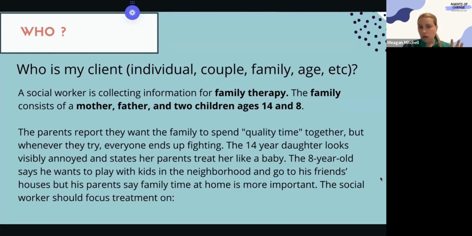So sometimes we're not going to have all the information, right? We don't know how old the mother and father are. So we don't have that information. But who is our client? This family unit, mom, dad, and the children. We know the children's ages. So that's our who for this one.